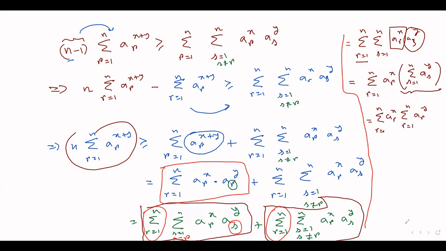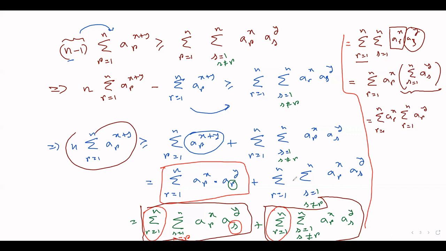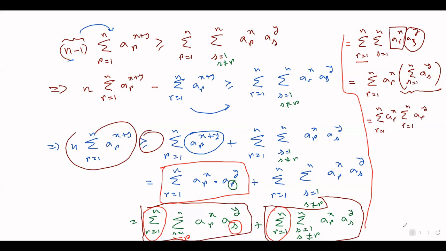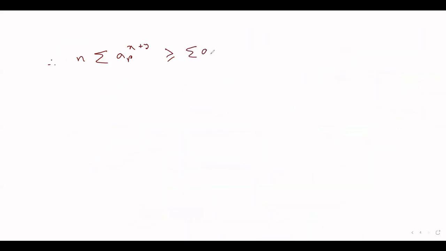So let's rewrite what we got. We got N times summation AR to the power X plus Y is actually greater than or equal to sum AR to the power X, sum AR to the power Y. All the summations run over the index R from 1 to N. I have to write N because I have N here.